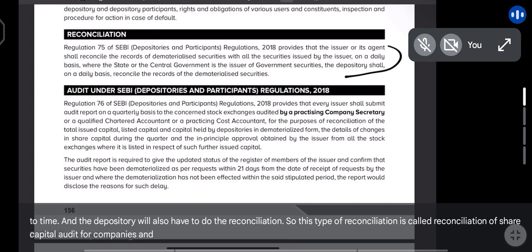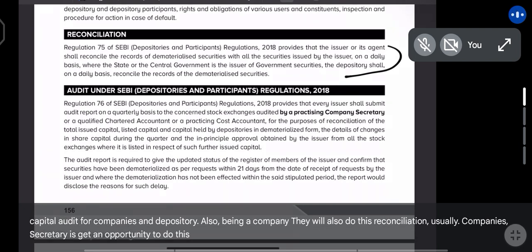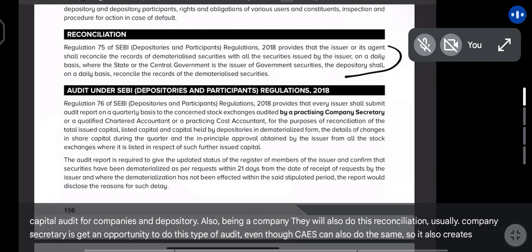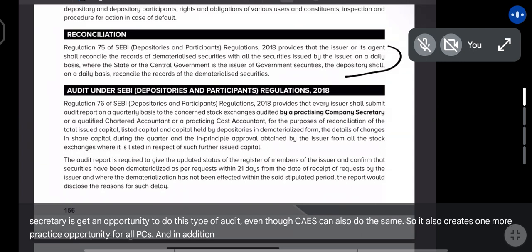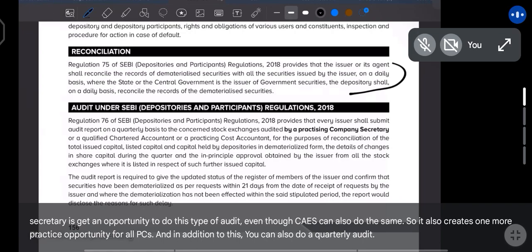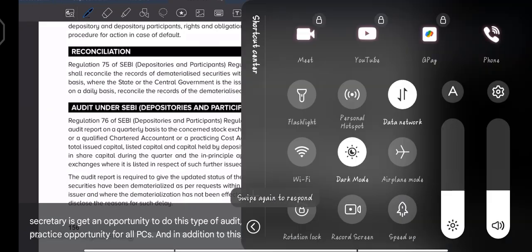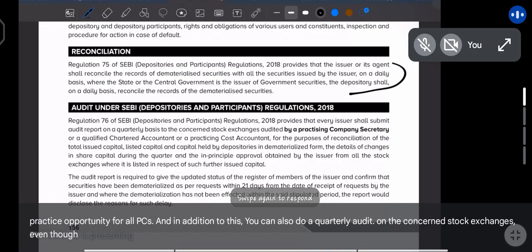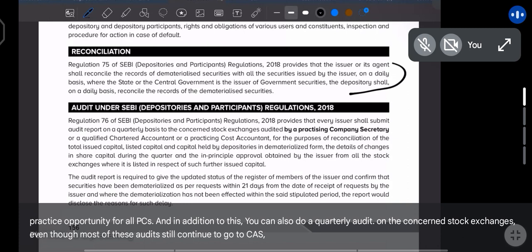And depository also being a company, they will also do this reconciliation. Usually, company secretaries get an opportunity to do this type of audit, even though CAs can also do the same. So it also creates one more practice opportunity for all PCS. And in addition to this, you can also do a quarterly audit on the concerned stock exchanges, even though most of these audits still continue to go to CAs. CSs have been picking up most of this work of late.